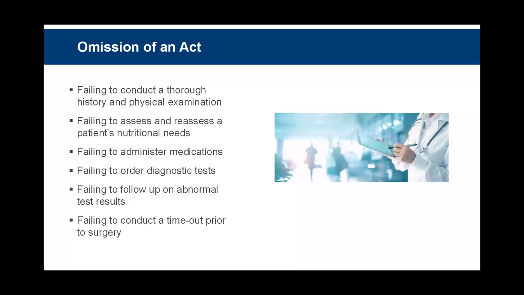As shown on the slide, omission refers to the failure to perform an action that a reasonably prudent person would under similar circumstances. In healthcare, these omissions can lead to serious consequences for both patients and providers. Let's explore some common examples. Failing to conduct a thorough history and physical examination. Skipping essential assessments can result in misdiagnosis and inappropriate treatments.